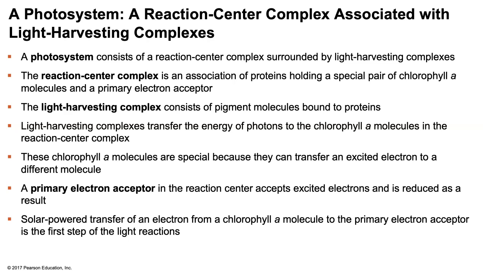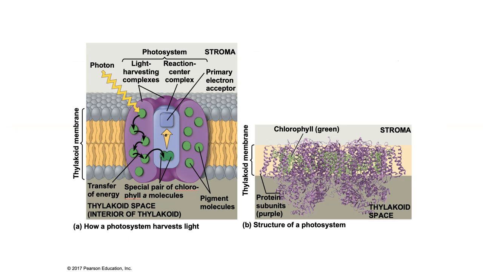Okay, now we're actually going to get into the processes, the steps of photosynthesis. So we're going to begin with the light reactions, the first parts. First, we're going to cover a couple of terms, specifically what a photosystem is, because this is the complex that's actually doing the work for the light reactions. So this is a photo of a photosystem.